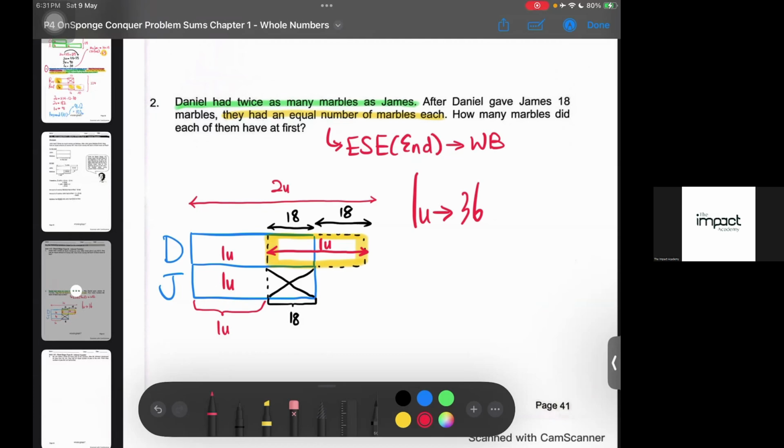So then is all the way here. Very good. So 1 unit is 36, right? So the question says, I want you to find what? How many marbles did each of them have at first? At first is from where to where? Let's go one by one. Daniel first. Let's talk about Daniel first. Daniel is how much? At first, Daniel, where to where?